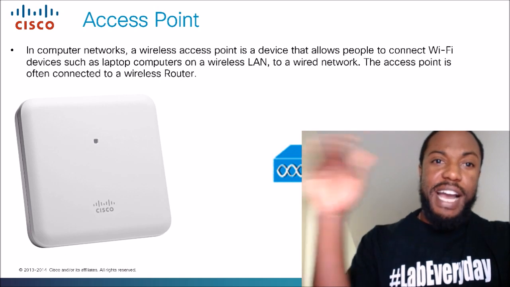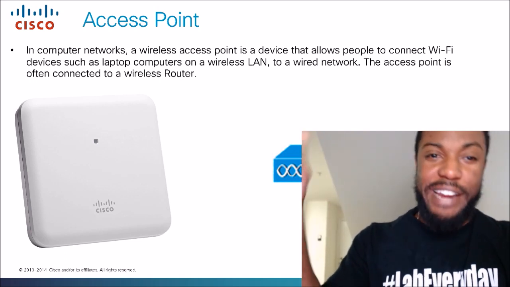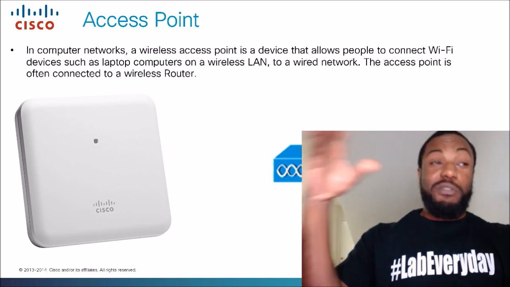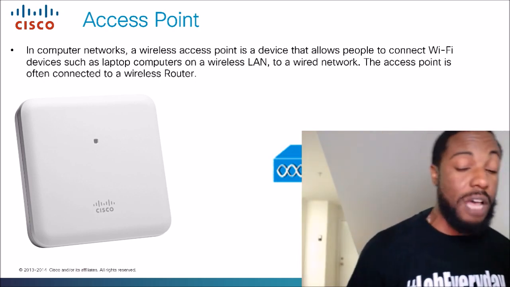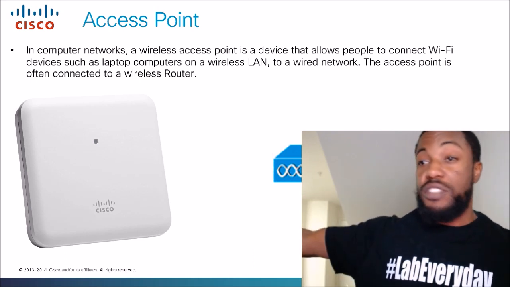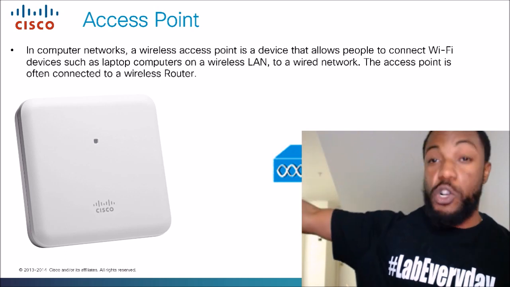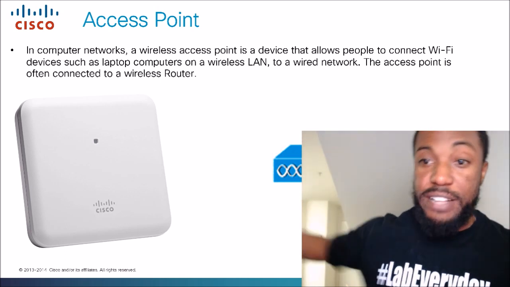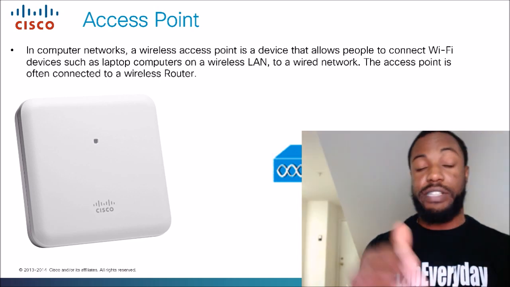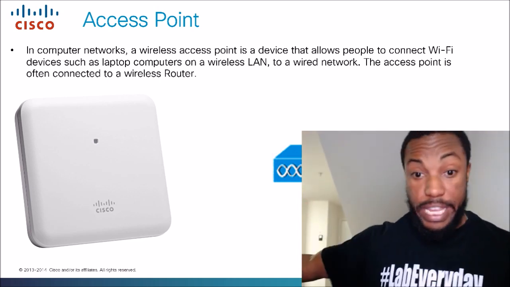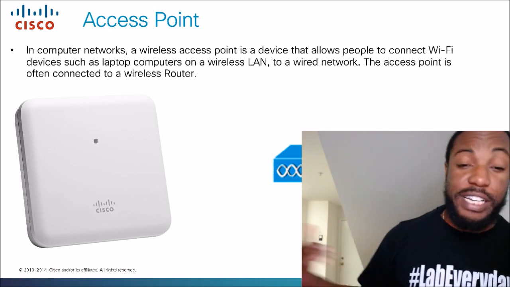saying. Behind every wireless network is a wire, right? Because even though you are on a wireless device, whether it's a tablet, a laptop, cell phone, whatever the case may be, to get on the internet or get any kind of network connectivity, you are switching onto a wired network, right? So the access point is often connected to a wireless router. Behind that is a wire. So that's why I say behind every wireless network is a wire.